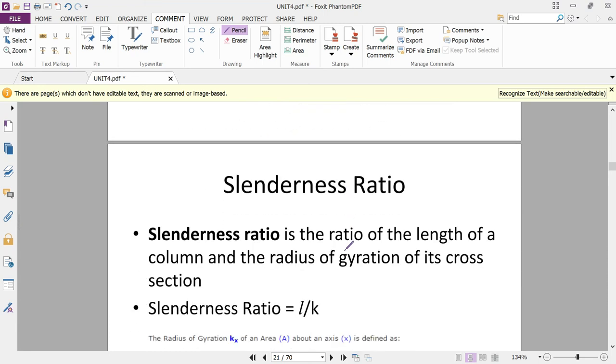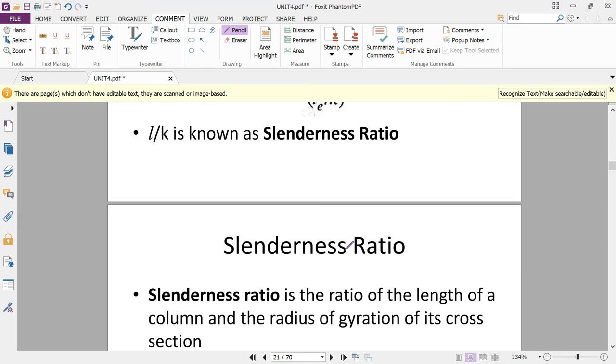And in examination also, you may be asked in Viva also, what is the definition of the slenderness ratio. So whenever the topic of column is coming, you must understand the basic technical terms related to column, that is the slenderness ratio. The slenderness ratio is, by definition, the ratio of the length of a column to the radius of gyration of its cross section. K is the radius of gyration of the cross section.